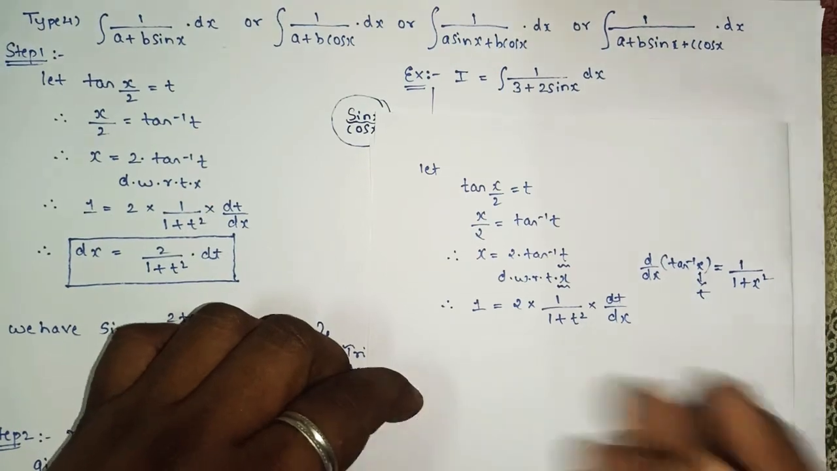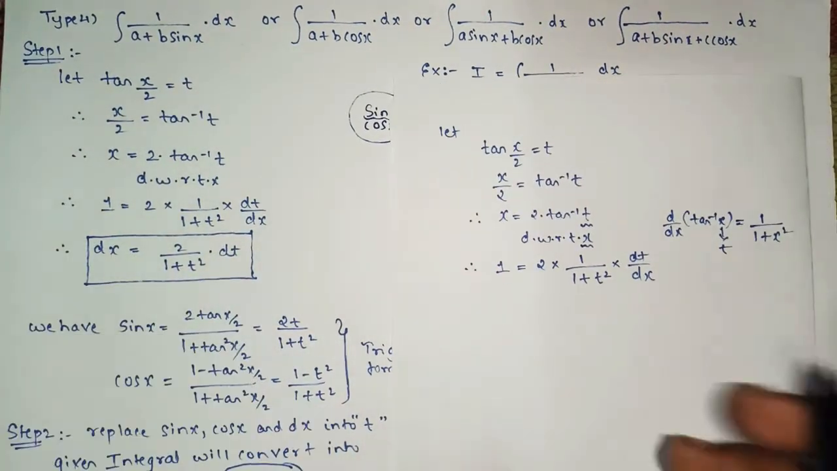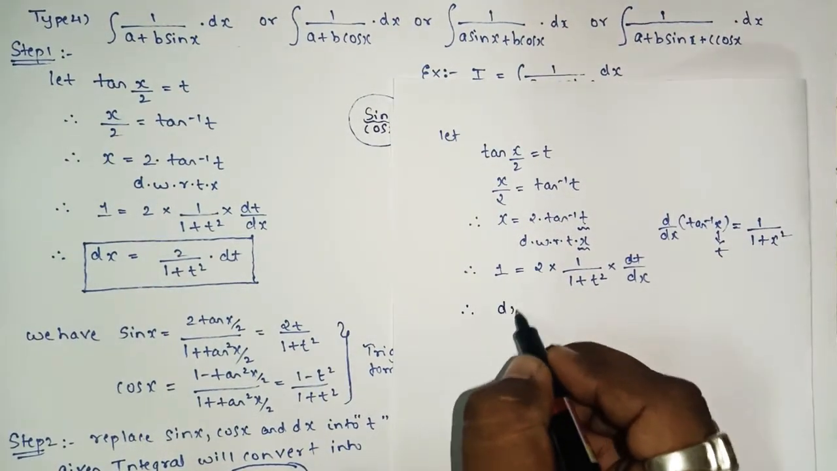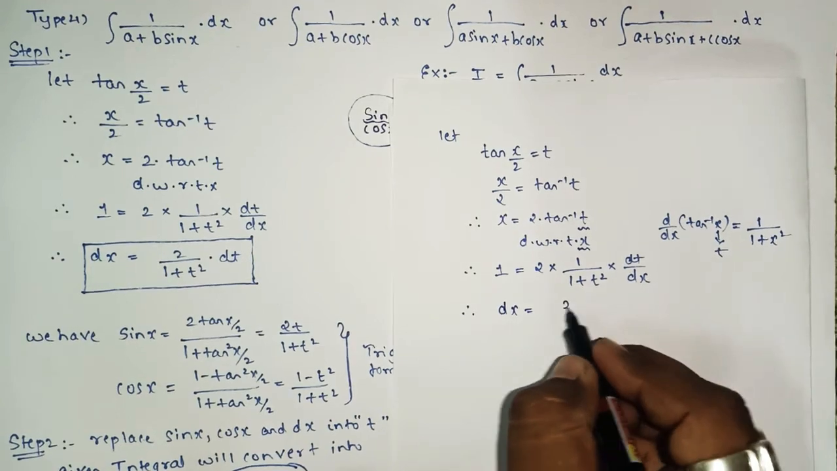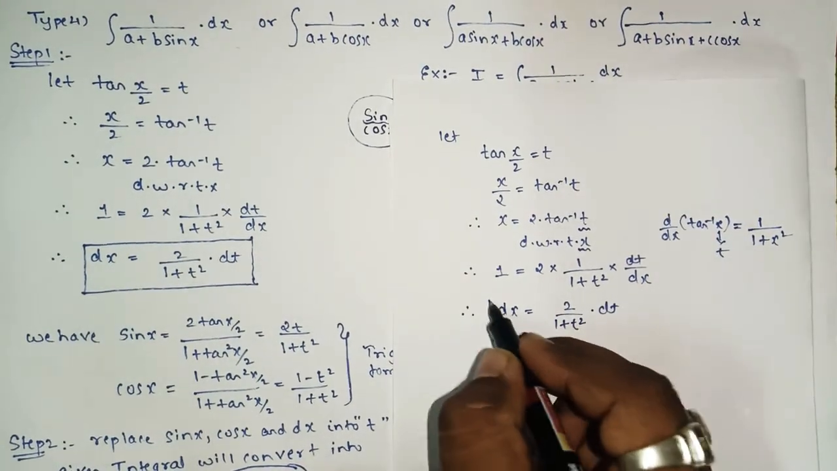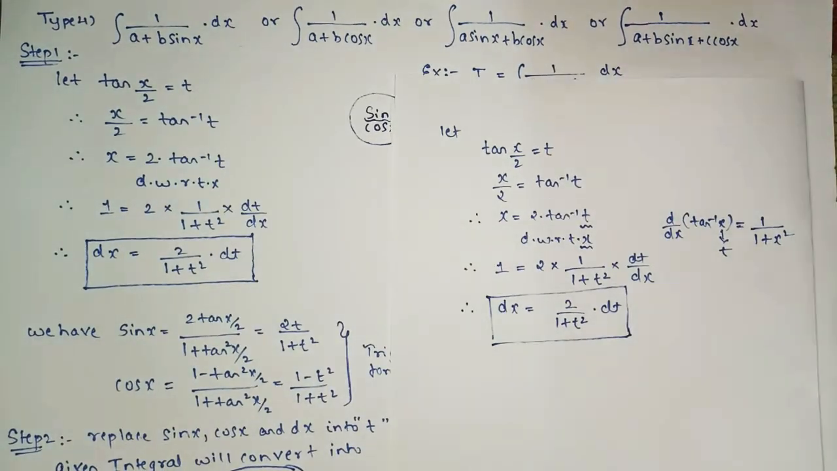After this, what exactly will we do? We'll bring this dx to the left-hand side. This part will be 2 upon 1 plus t square into dt. So here we got dx equals 2 upon 1 plus t square into dt.